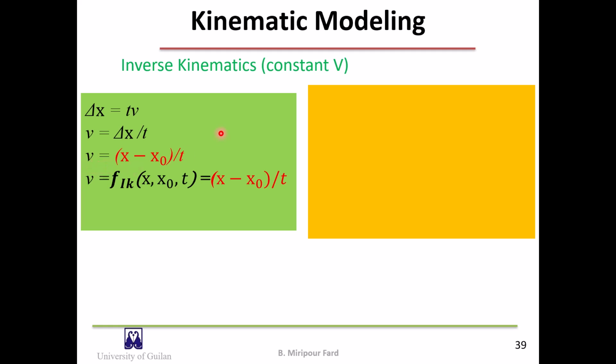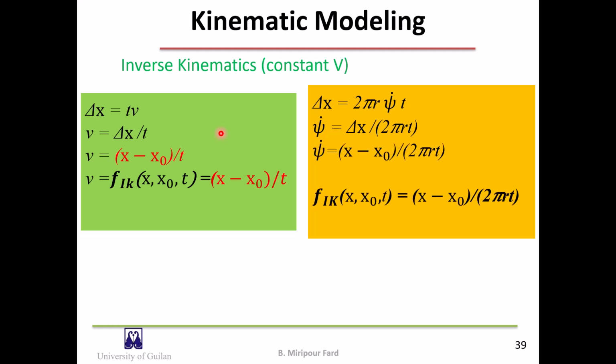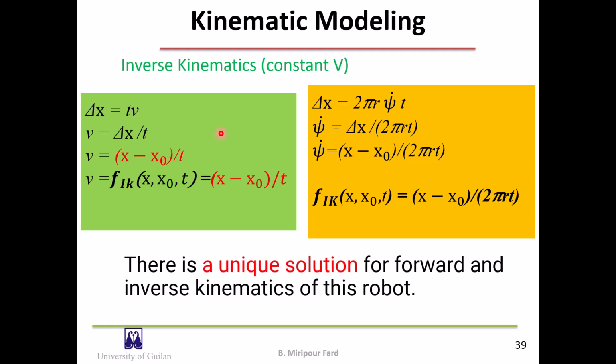We can also obtain the inverse kinematics based on wheel angular velocity. This is very simple, and you can see its relations on the right side of the slide. As seen, the solution of inverse kinematics for this simple robot is unique. Generally, there is a unique solution for the forward and inverse kinematics of this robot.